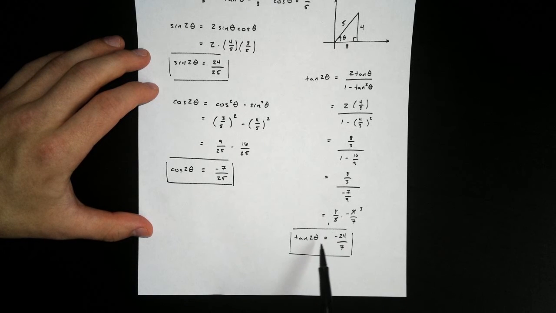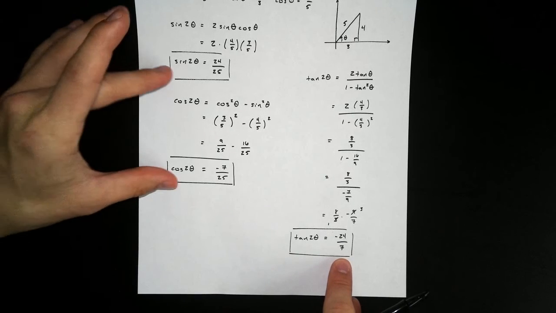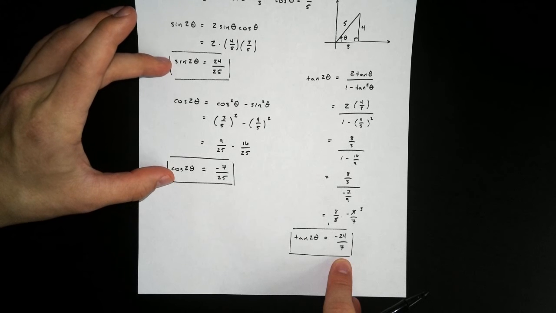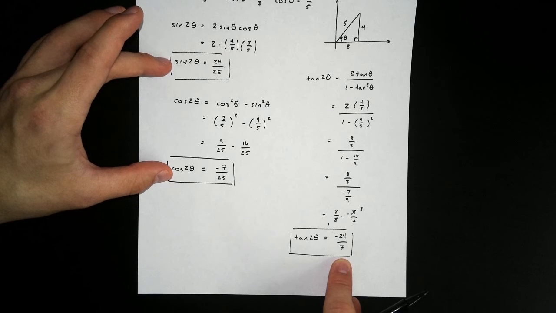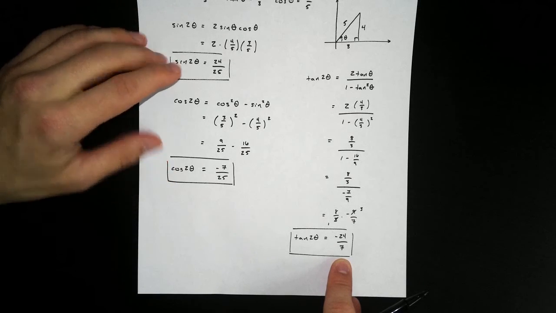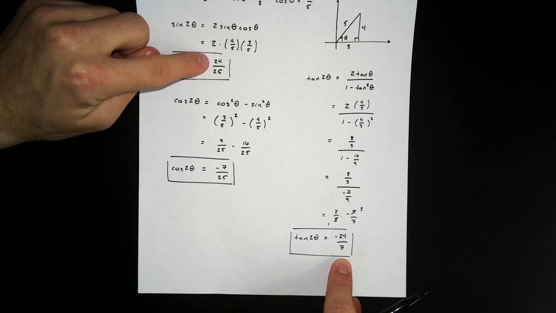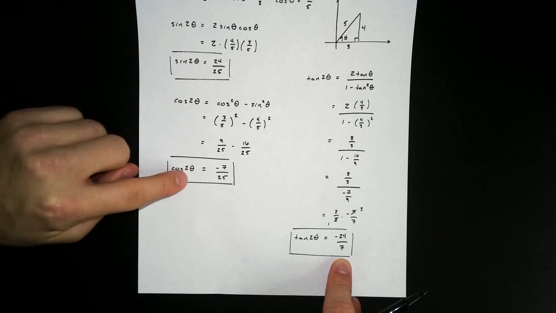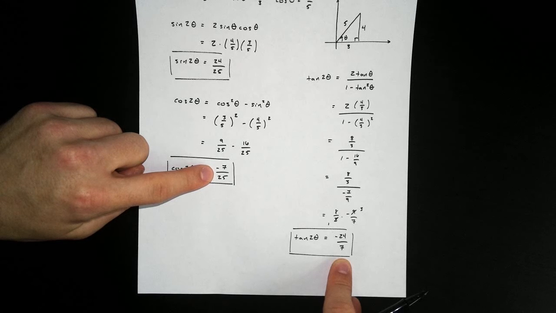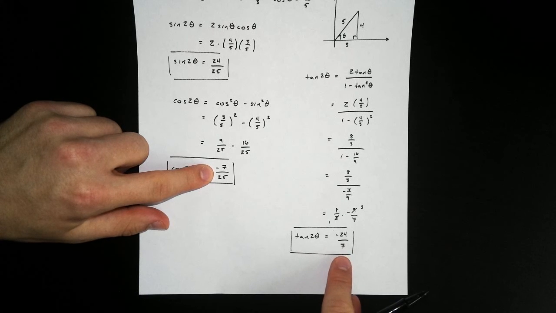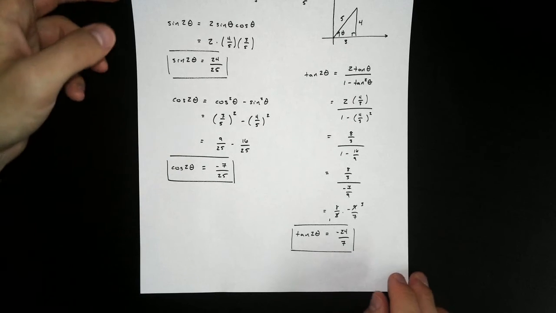If we take a look at the value for the tangent 2 theta here, negative 24 over 7, we can see that we also could get that from dividing our values for sine of 2 theta and cosine of 2 theta. So if I take sine divided by cosine, 24 over 25 divided by negative 7 over 25, we do get the same value.